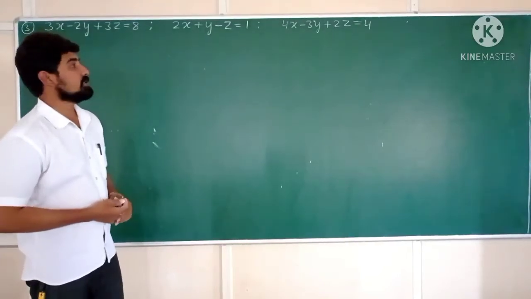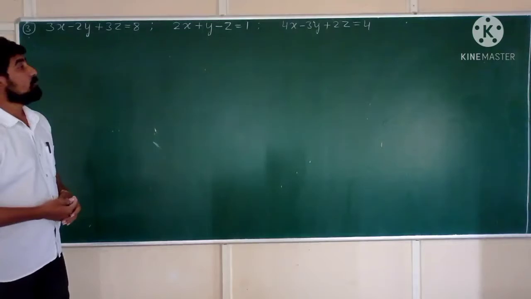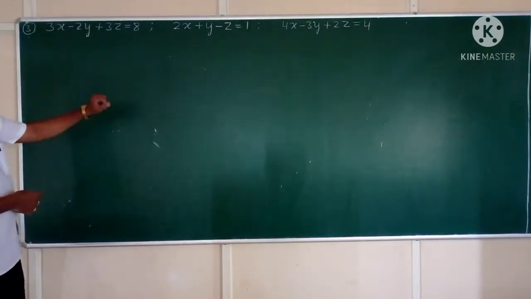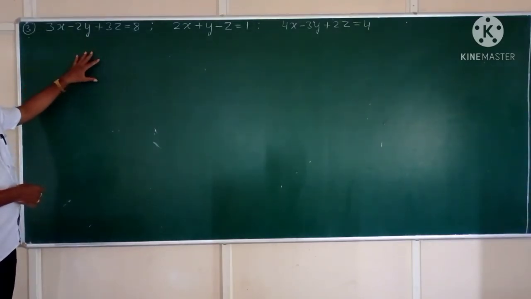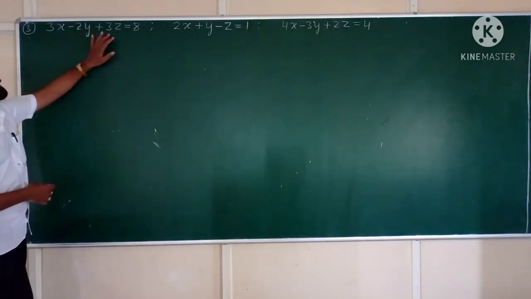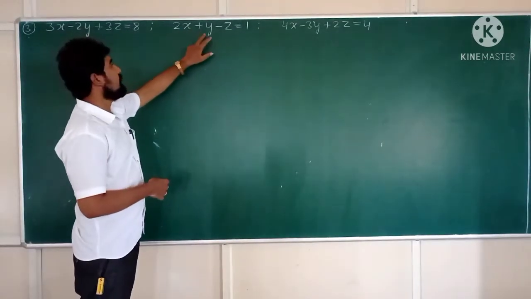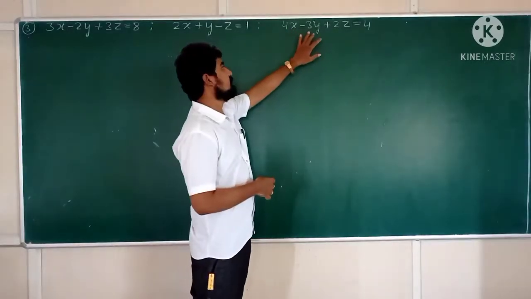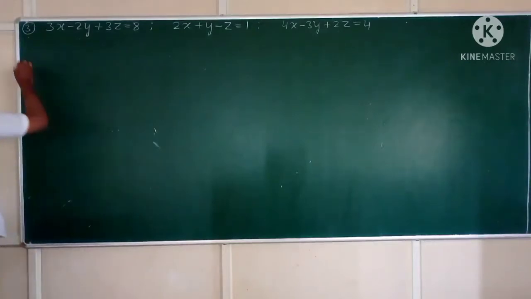Last class we discussed solving a system of equations by using the matrix method. We already did two questions. So today I am going to discuss the third question, and the question is: solve the given system of equations by using the matrix method. The first equation is 3x minus 2y plus 3z is equal to 8. The second equation is 2x plus y minus z is equal to 1, and the third equation is 4x minus 3y plus 2z is equal to 4. Let's start the solution.